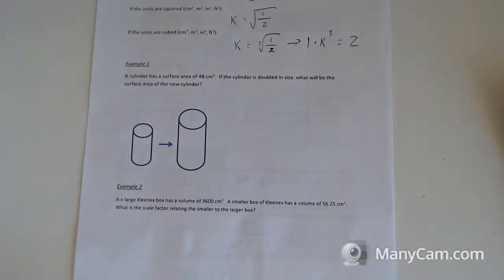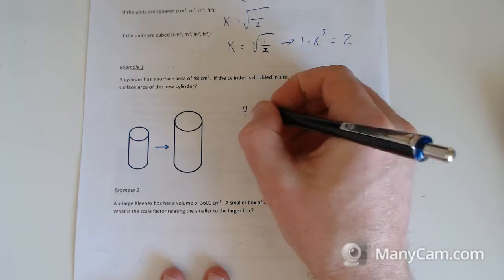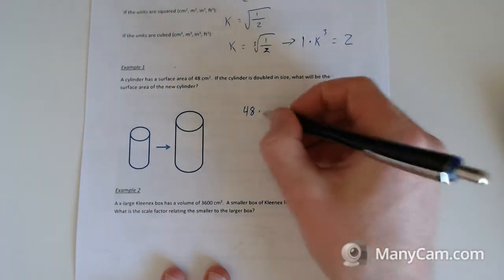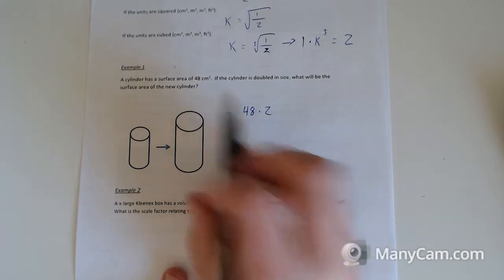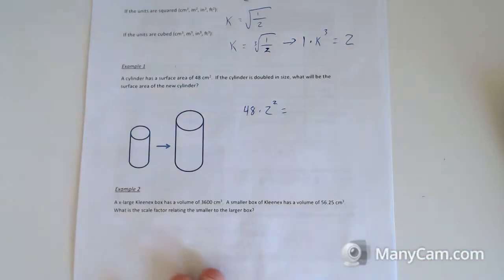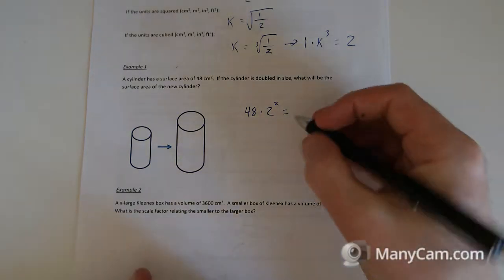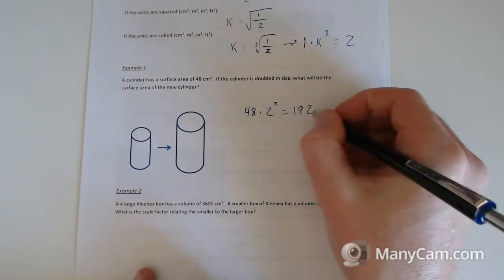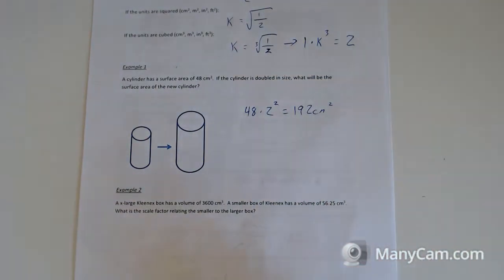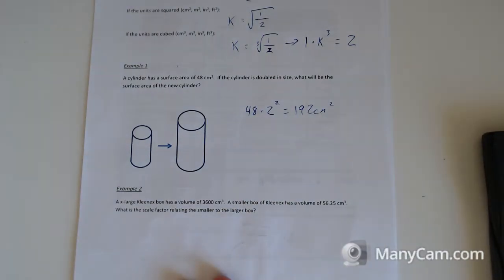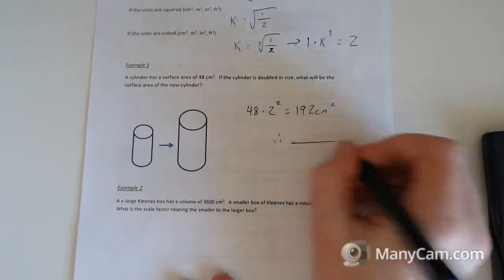Okay, a cylinder has a surface area of 48 centimeters squared. If the cylinder is doubled in size, what will be the new surface area? So we're going to take 48 and times it by 2, and these are squared units, so times 2 squared. That should be the new surface area. 48 times 2 squared is 192 units, centimeters squared. Easy.